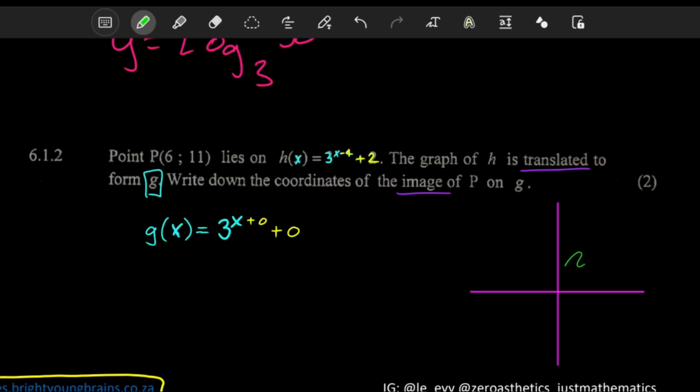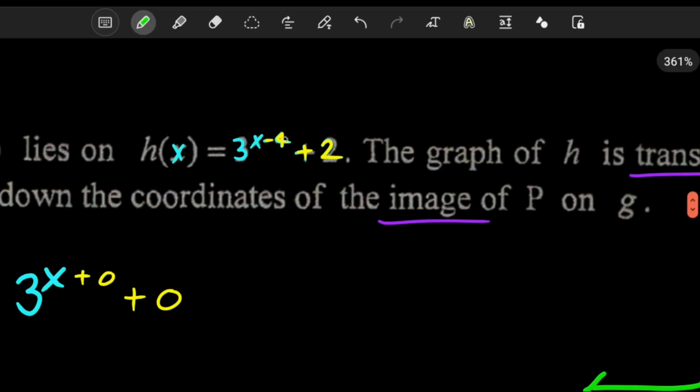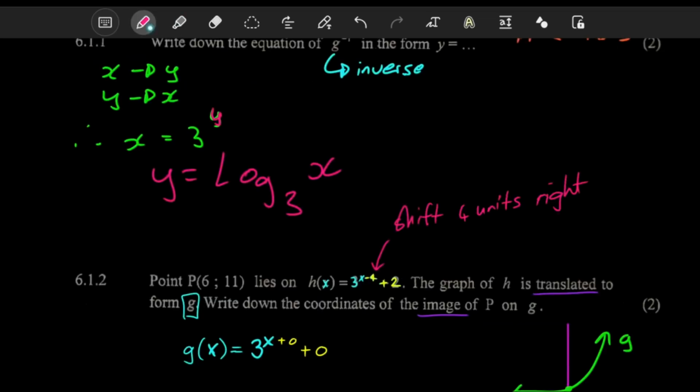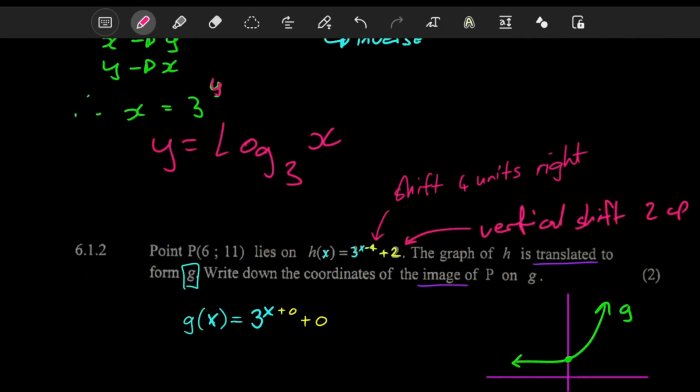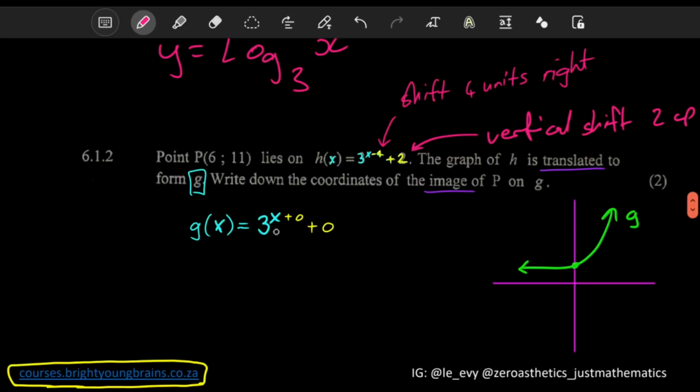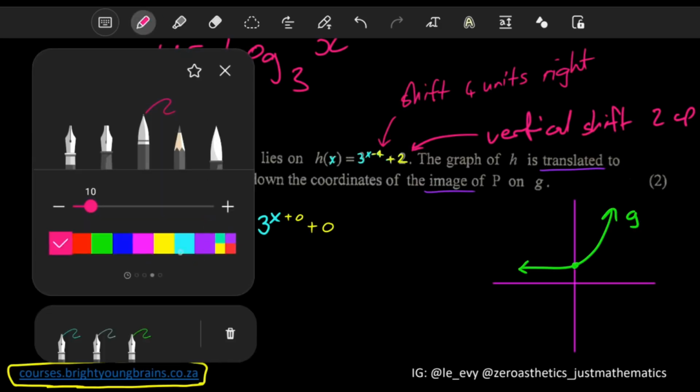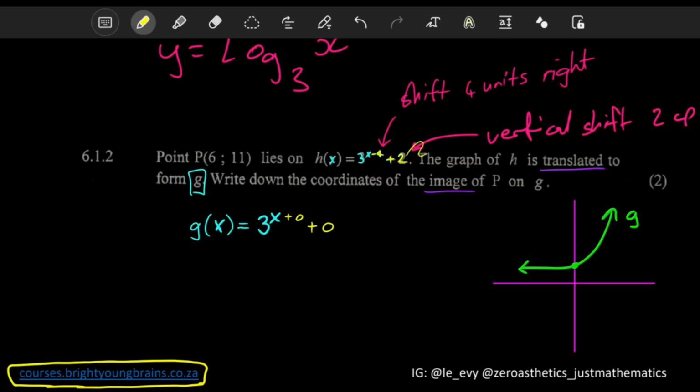Anyways, your graph of g would just look like this. This is what g would look like. Your graph of h is clearly telling you that this is a horizontal shift, a shift 4 units to the right, and then a vertical shift 2 units upwards. So if we compare f and h, h would be 2 units up and then 4 units to the right.